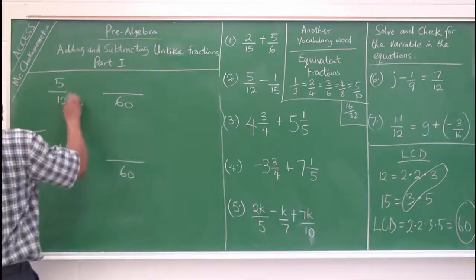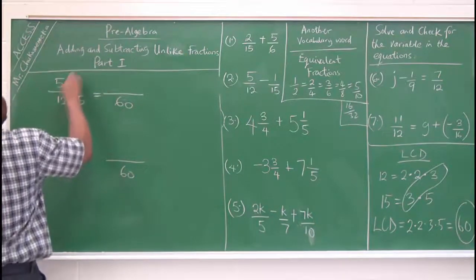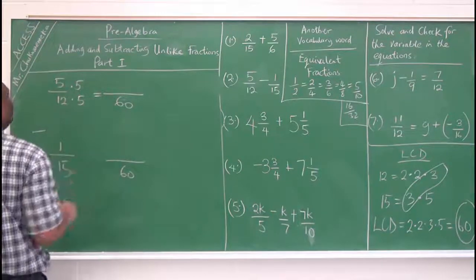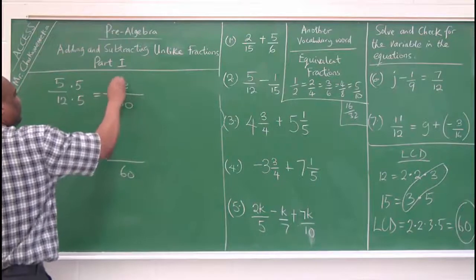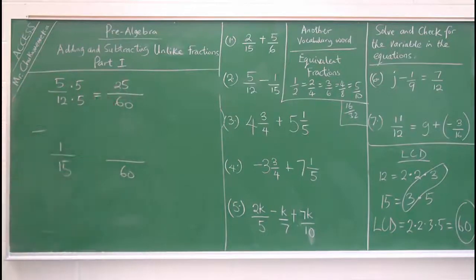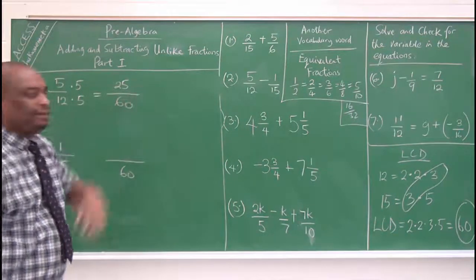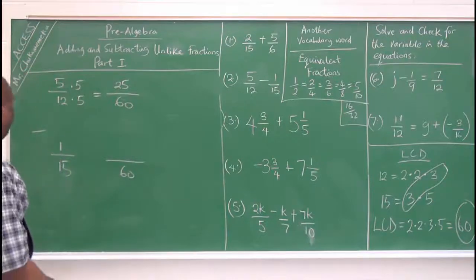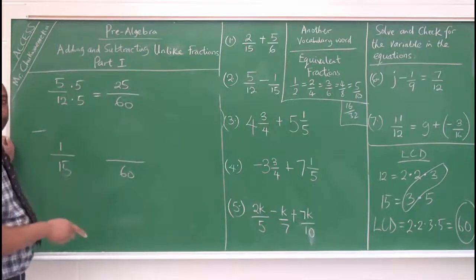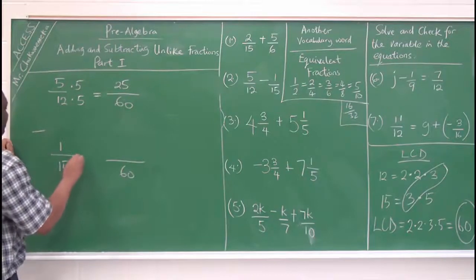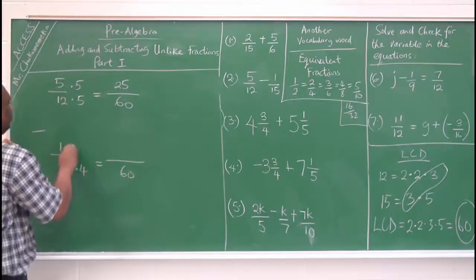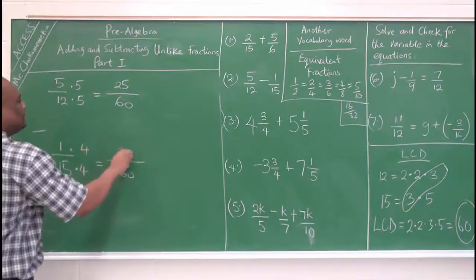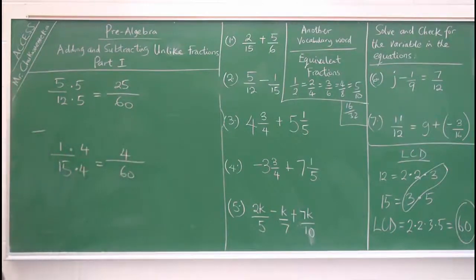5. Whatever you do to the denominator, you do to the numerator. So 5 times 5 is 25. So the equivalent fraction of 5 out of 12 is 25 out of 60. Then what will you do to 15 to give you 60? You multiply by 4. Whatever you do to the denominator, you also do to the numerator. So this is 4 out of 60.